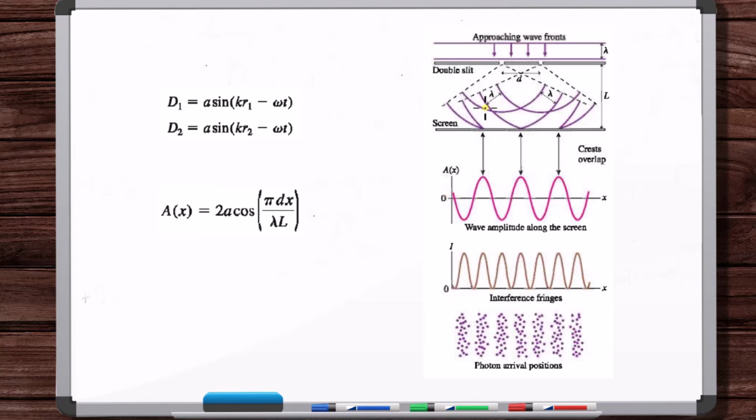If you think about water waves, at some points there'll be a lot of constructive interference, so the height of the water wave will be large. At other points, there'll be destructive interference, and you'll get a trough in that area. So you get these fringes at the screen. Here the amplitude is 0. The two waves have canceled each other out. And then here you get this constructive interference.